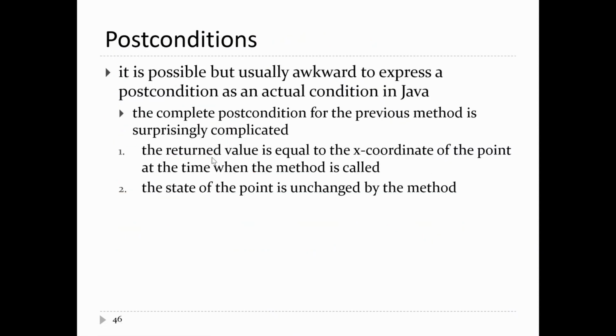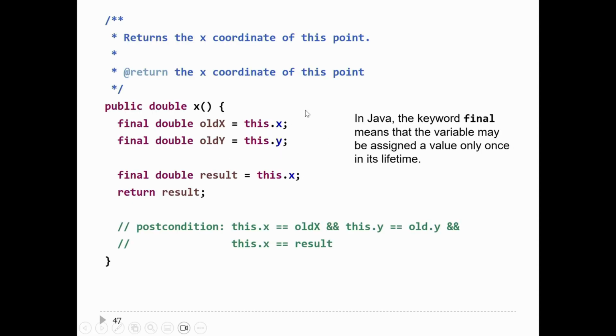Now I'd also like to check that the return value is equal to the x coordinate of the point at the time when the method was called. So I want to check if the result is equal to old x. Technically this x equals old x is true anyway. So I want to check, is the result equal to the actual x coordinate of the point? Notice that to check this, I need to know what the result is. I'm going to mark it as final, so I cannot accidentally change the value of result.